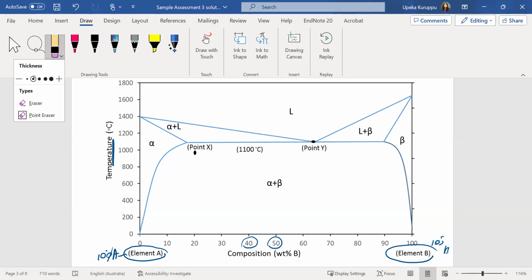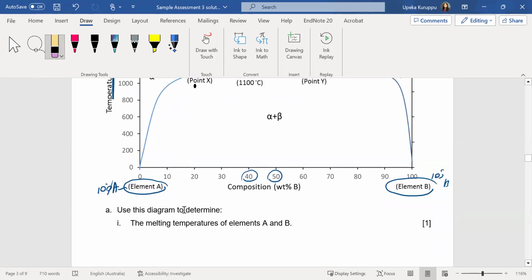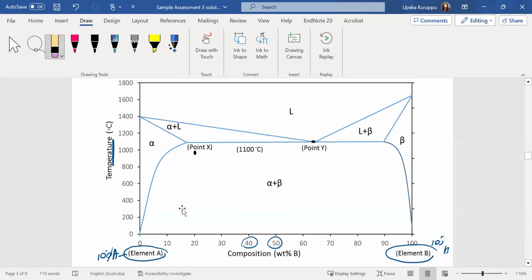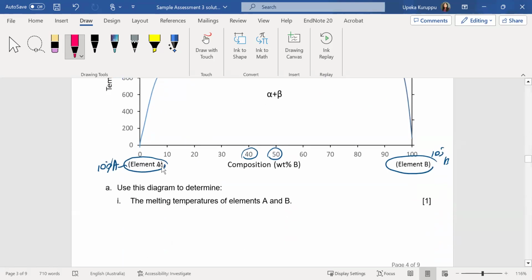Now they are asking us to find the melting temperature of element A and B. So, what is the melting temperature of A? Yes, so A 100% is here. So that will be 1400 degrees Celsius. How about for B? Yes, 1600 degrees Celsius. So we know A is 1400 degrees Celsius and B is 1600 degrees Celsius. Are we good? Any question? No questions?